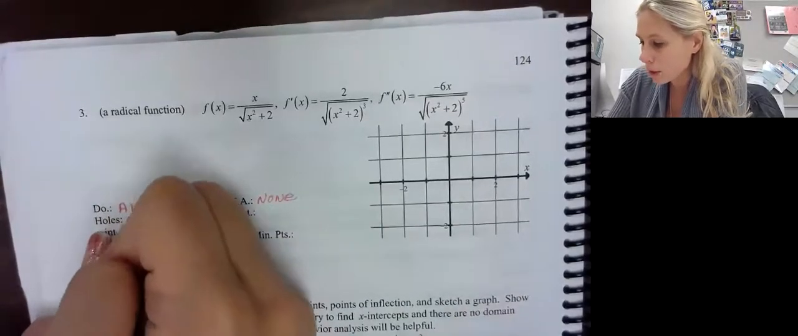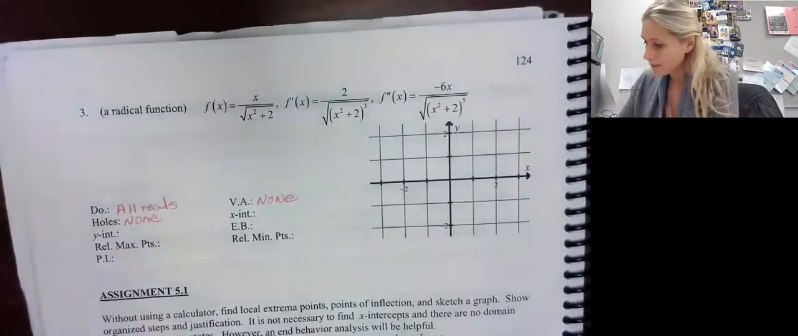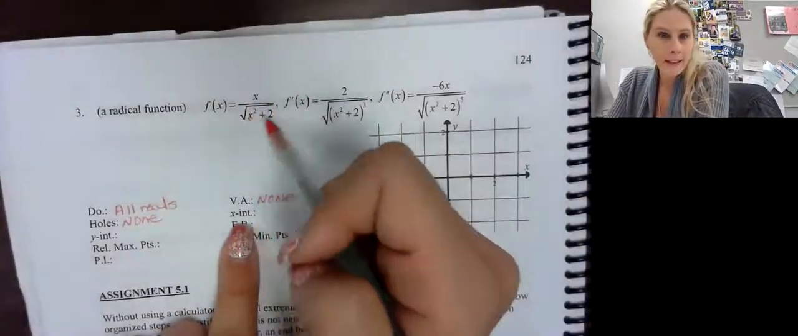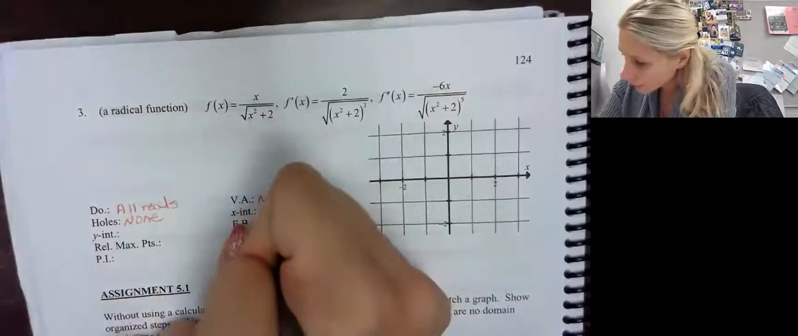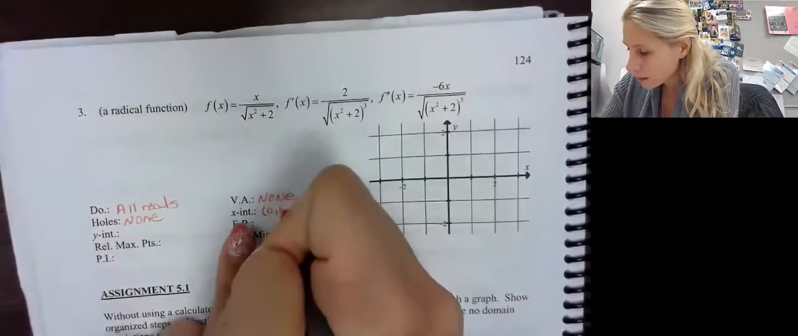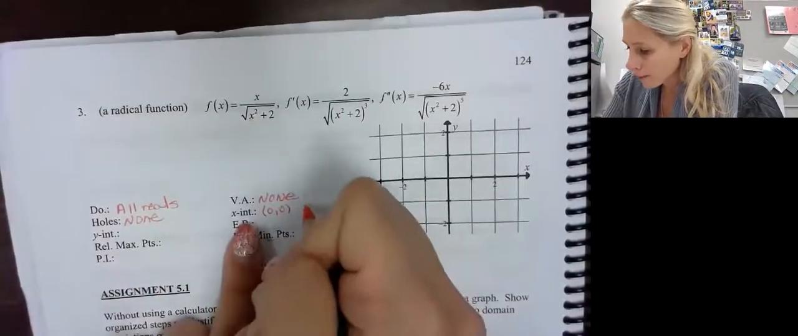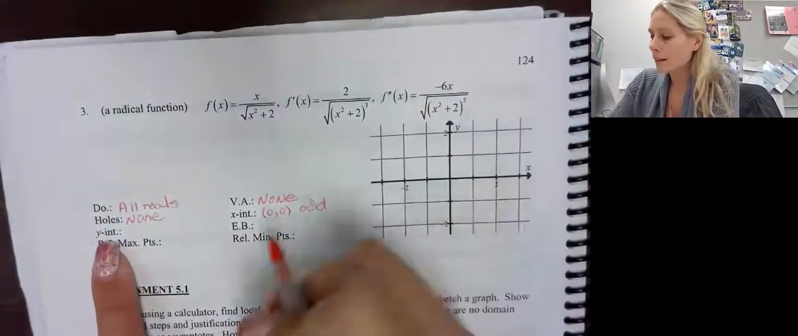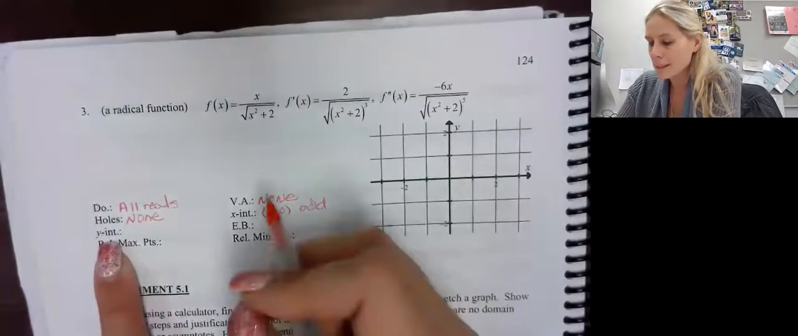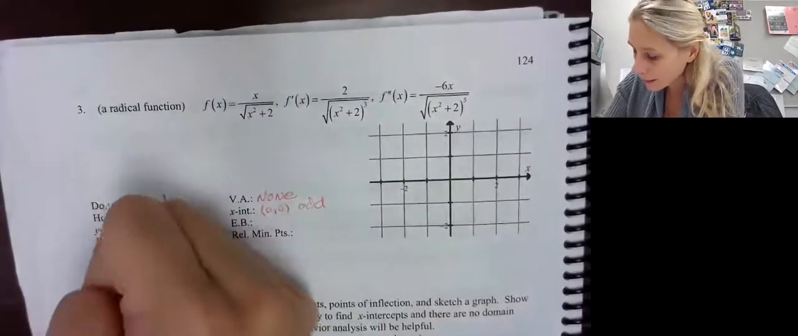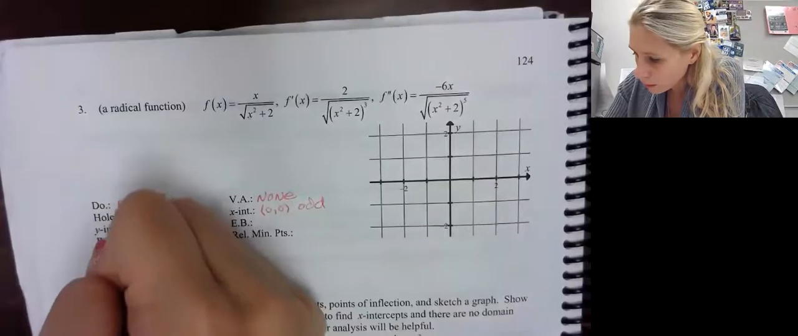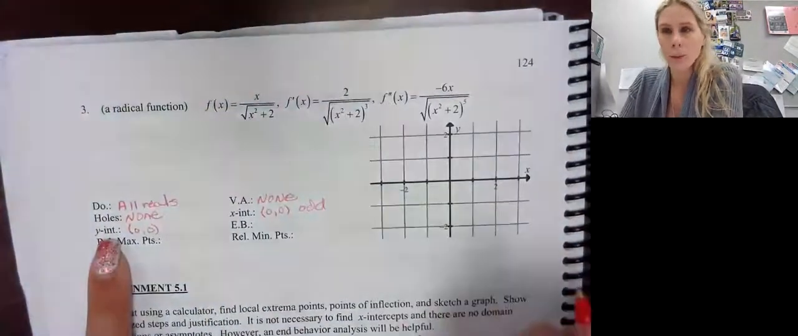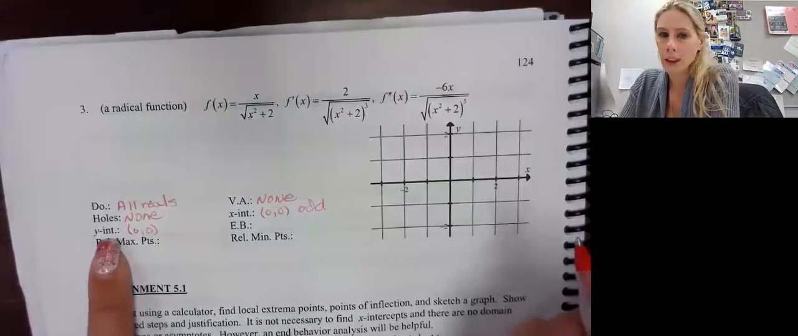Remember, holes are where you cross off. Now, x-intercept, what makes the numerator 0? Well, 0. And that's for the first. So we have an odd, which means it crosses. Okay. Well, of course, if the x-intercept is 0, so is the y, but we can double check. You plug in 0 for x, you get 0 over the square root of 2, which is still 0.